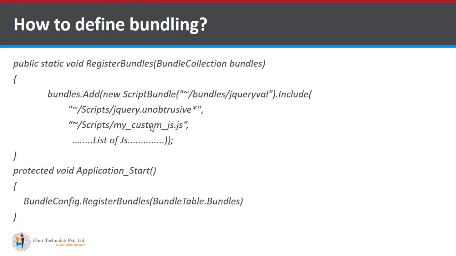Now, how to define bundling? Here you can see there is a method called RegisterBundles. In that there is a BundleCollection class. I am just initializing the object, bundles.Add new ScriptBundle. If it is a type of script, having the file extension .js, then it is a script bundle, or if it has a .css type, then it is a style bundle. You have to just add your bundle name inside your ScriptBundle. Then include all of your JS files, whatever JavaScript files you want to include in this bundle. Similarly, you can add a bundle for your CSS files.